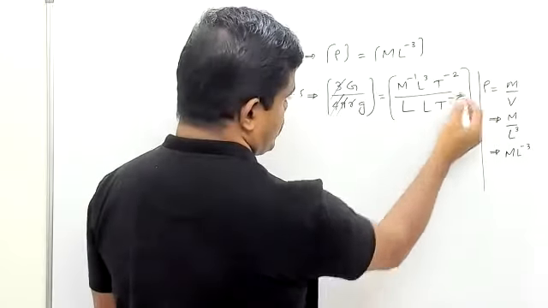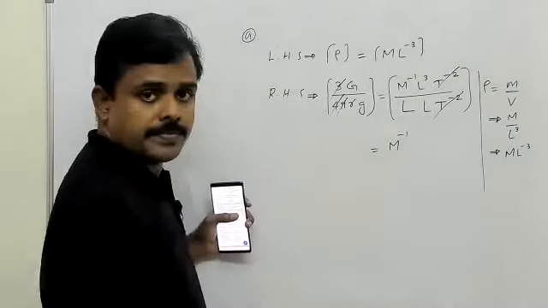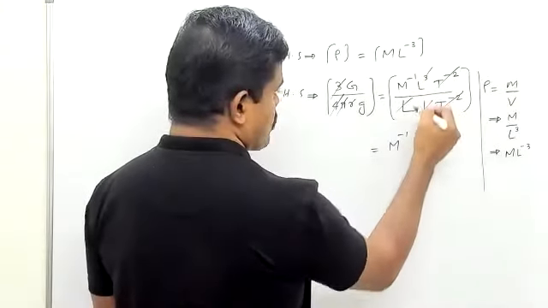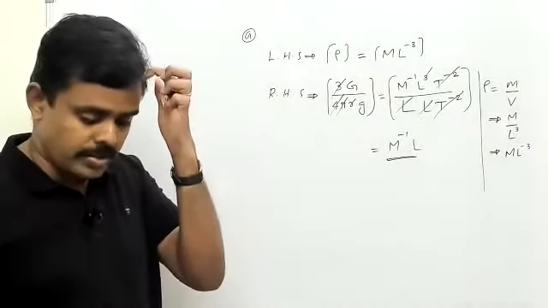t raised to minus 2, t raised to minus 2 get cut. This is m raised to minus 1. L and L are cut with L square. So it is L. That is not correct. So option A is not correct.